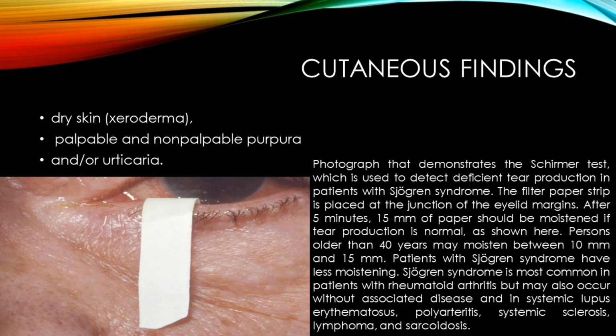Sjogren syndrome is most common in patients with rheumatoid arthritis, but may also occur without associated disease and in systemic lupus erythematosus, polyarthritis, systemic sclerosis, lymphoma, and sarcoidosis. Well, etiology.